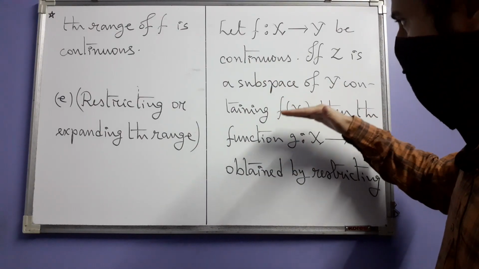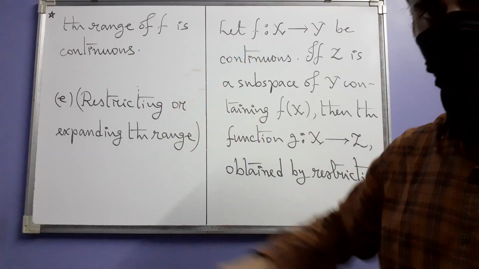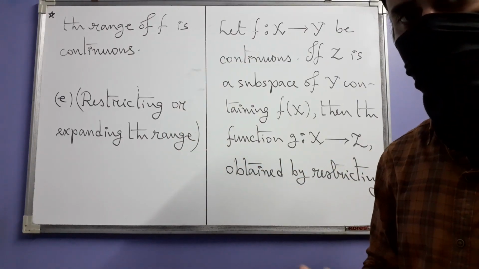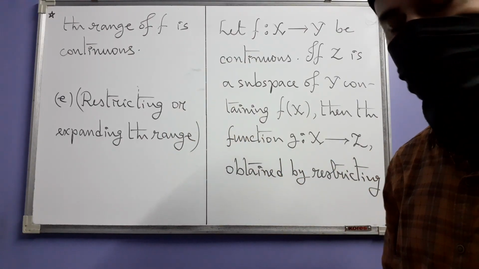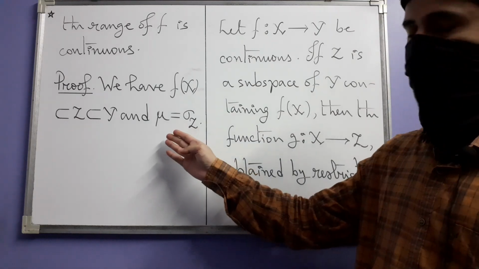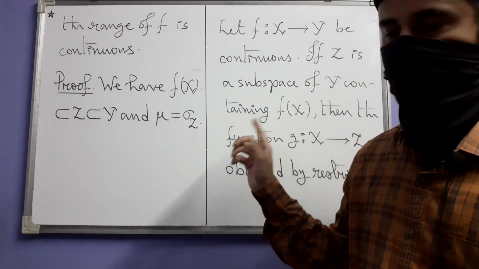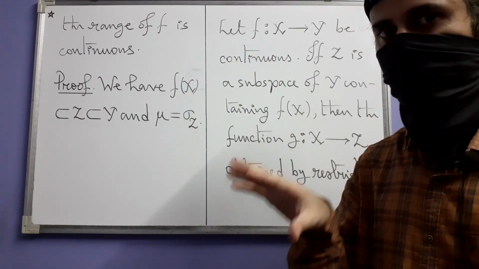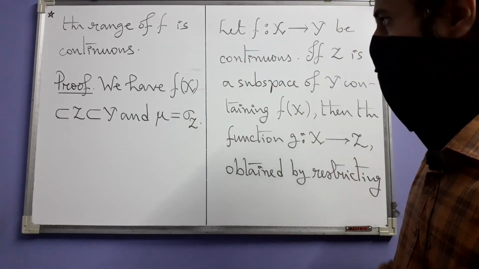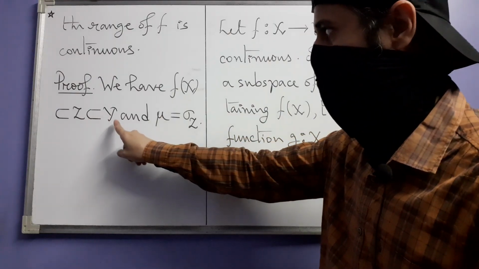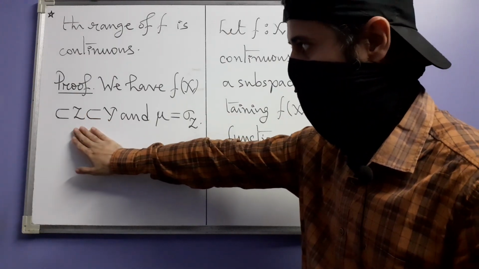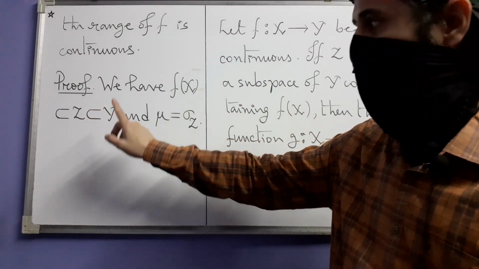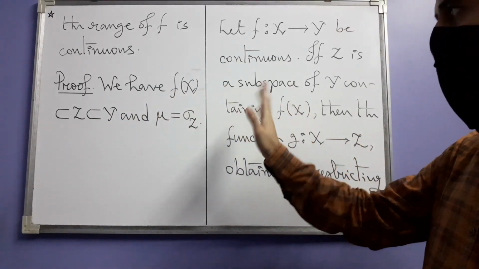Let's first prove this, and then there is a little more in part E itself that we will prove afterwards. In the beginning of the proof, we express what is given to us mathematically like this, using notations, because then it becomes much more clear. We are given that Z is a subspace of Y, so obviously the set Z is a subset of Y, and it also contains this f of x.